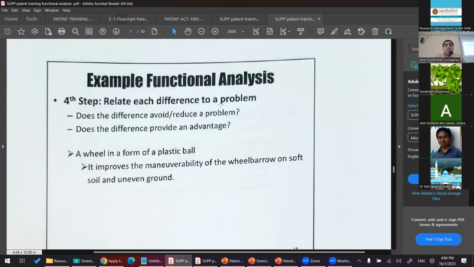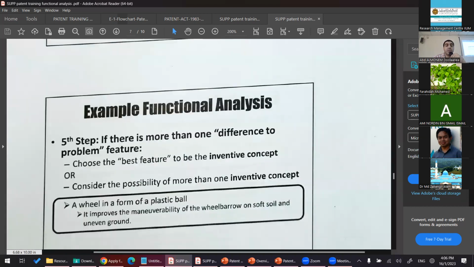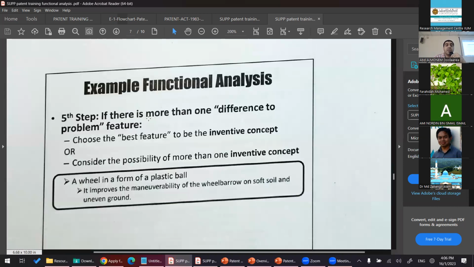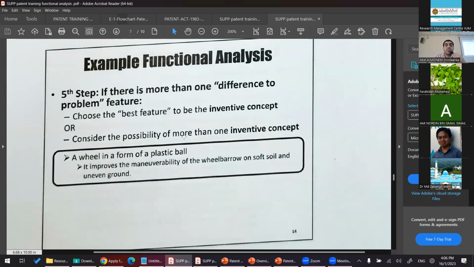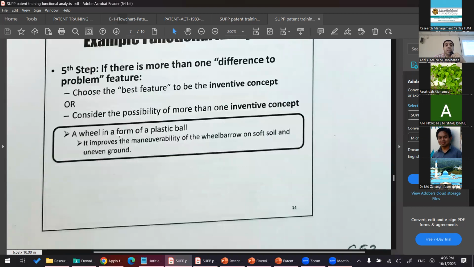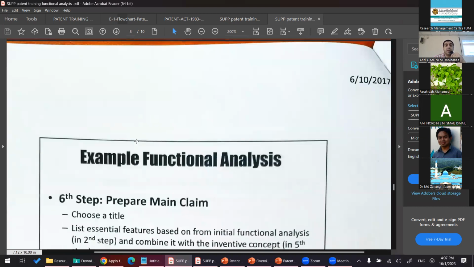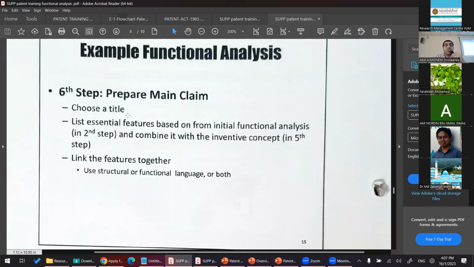Then relate each difference to a problem. Does the difference avoid or reduce the problem or make an advantage? A wheel in the form of a plastic ball improves the maneuverability of the wheelbarrow on soft soil and uneven ground. If there is more than one difference feature, choose the best feature or consider the possibility of more than one inventive step. A wheel in the form of a plastic ball improves the maneuverability of the wheelbarrow. So it's only one feature here. Prepare a mini claim: choose the title and the essential features, based on the initial function analysis, and link them to each other.